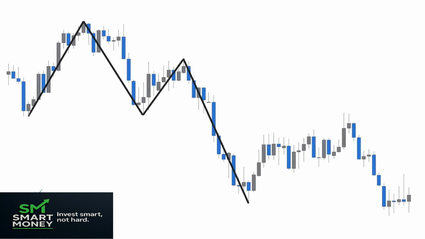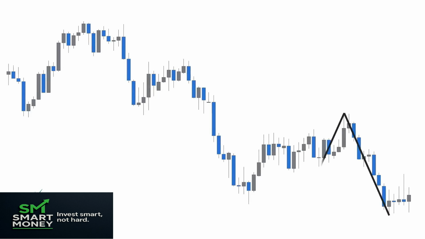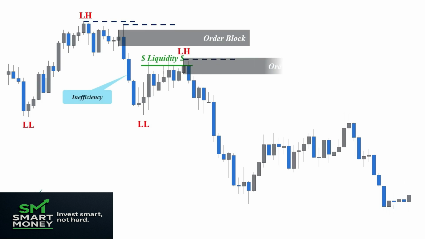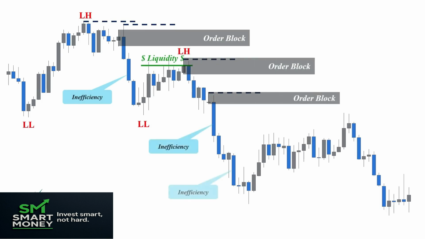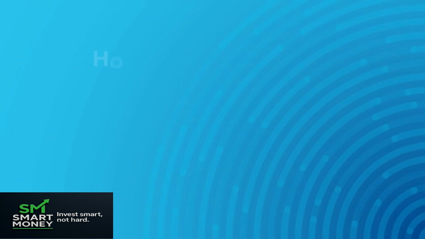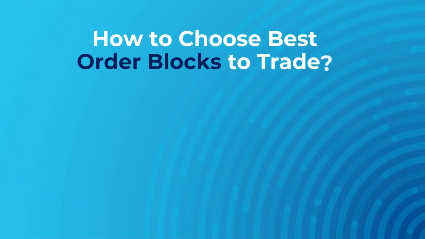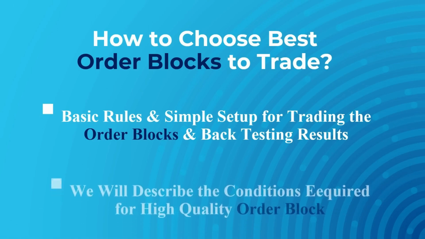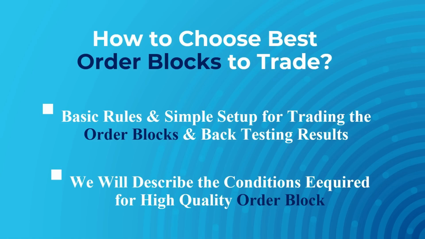We applied multiple rules to see if they really increased the win rate of order blocks, and gathered some of the most interesting results. We concluded that order blocks work under certain conditions, when some repetitive patterns happen in the market. So in this video, first we will explain the basic rules and a simple setup for trading the order blocks, and we will show you the backtesting results. Second, we will describe the conditions required for high-probability order blocks.